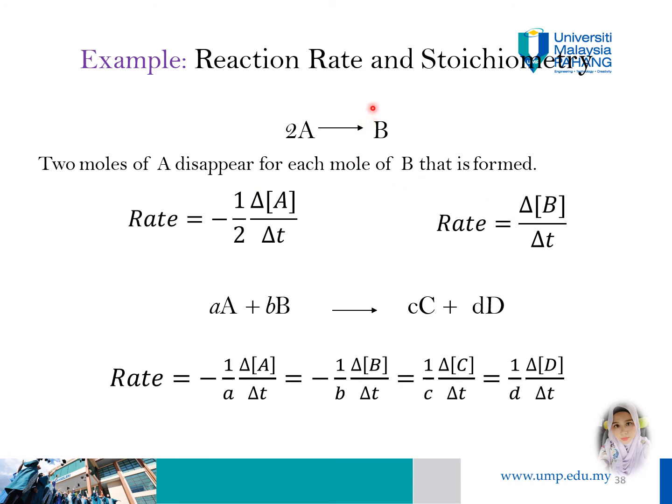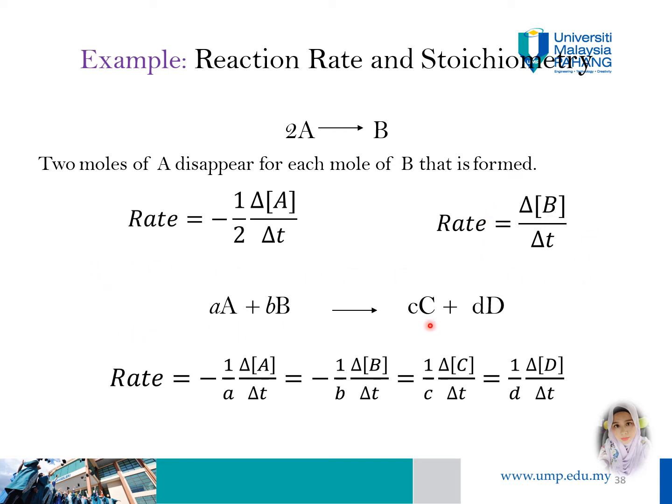Okay, rate of reaction and stoichiometry. How do you write a rate of reaction? Let's say you have a reaction between 2 moles of A to produce 1 mole of B. So rate is equal to negative 1 over 2 times the change in concentration of A over change in time T. Okay, it is equal to the change in B, your product, over change in time.